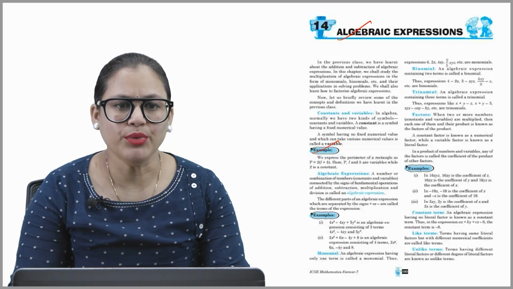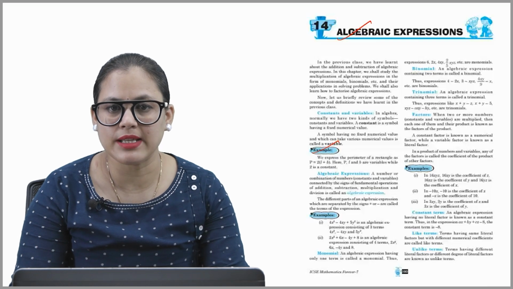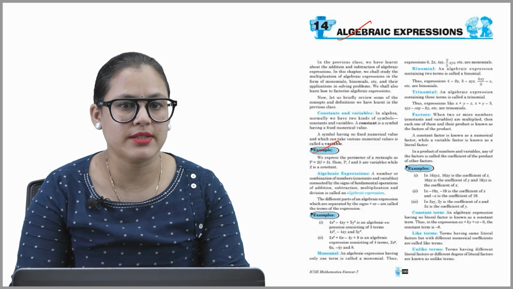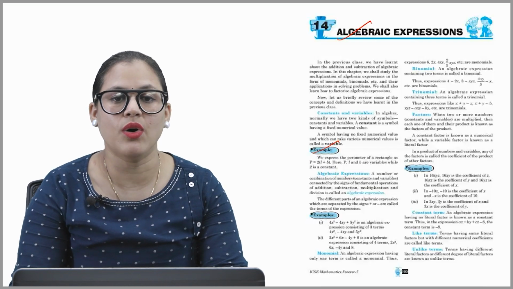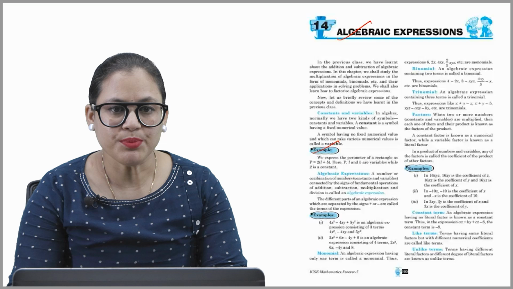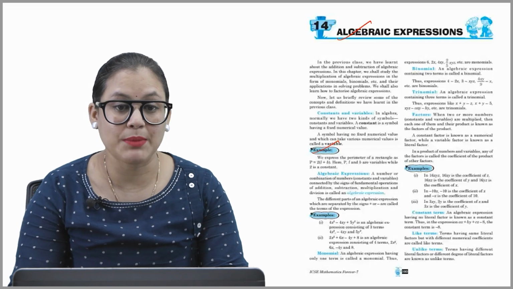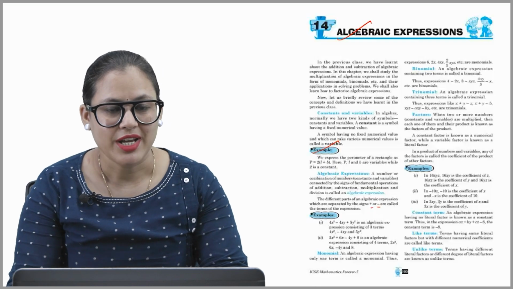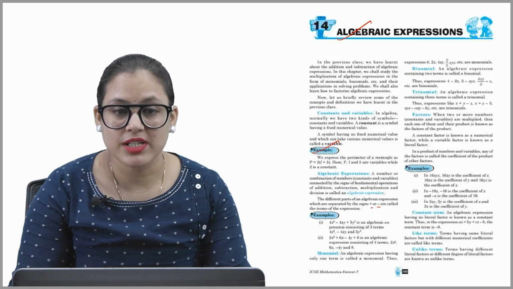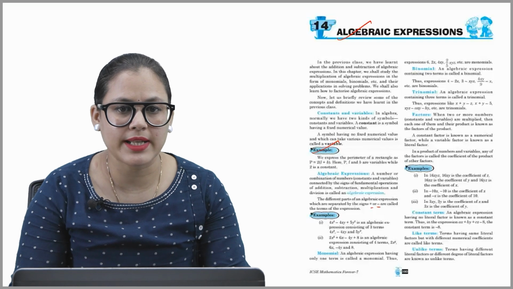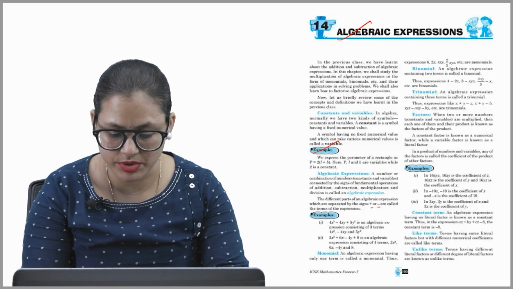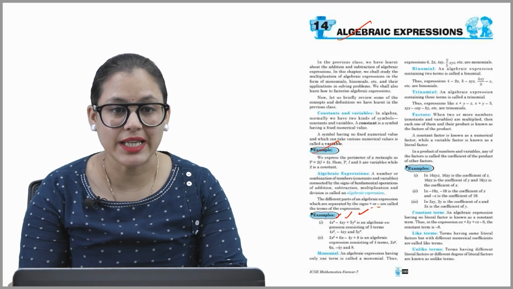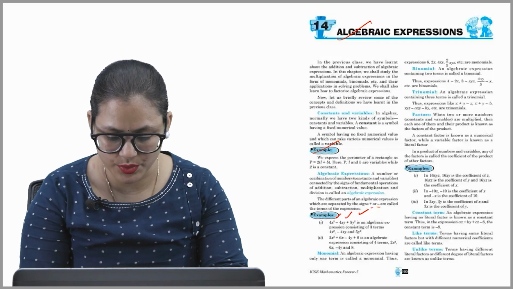Algebraic expressions. A combination of numbers, constants and variables connected by the signs of fundamental operations of addition, subtraction, multiplication and division is called an algebraic expression. The different parts of an algebraic expression which are separated by plus or minus sign are called the terms of the expression. For example, 4x² − 4xy + 5y² is an algebraic expression consisting of how many terms? 3 terms. Term 1, term 2 and term 3. Okay. Now, this expression has 4 terms. 1, 2, 3 and 4.